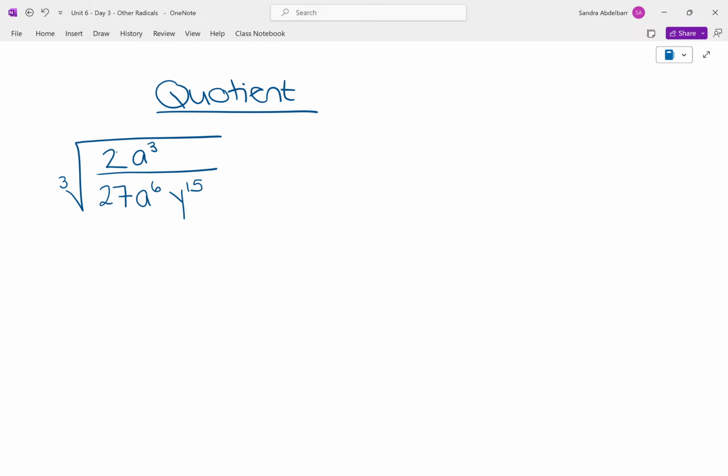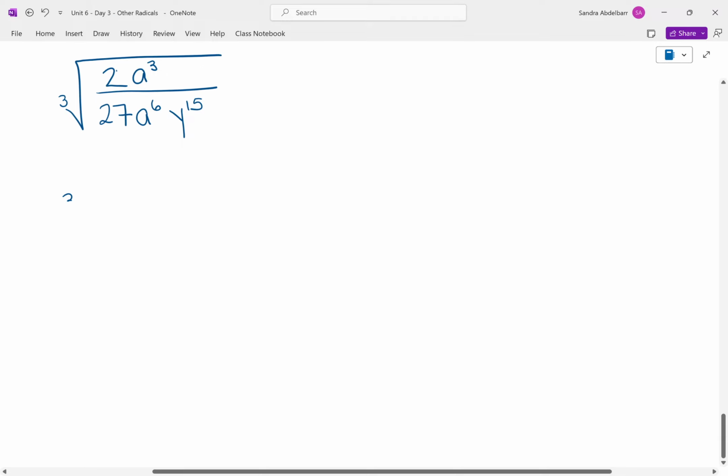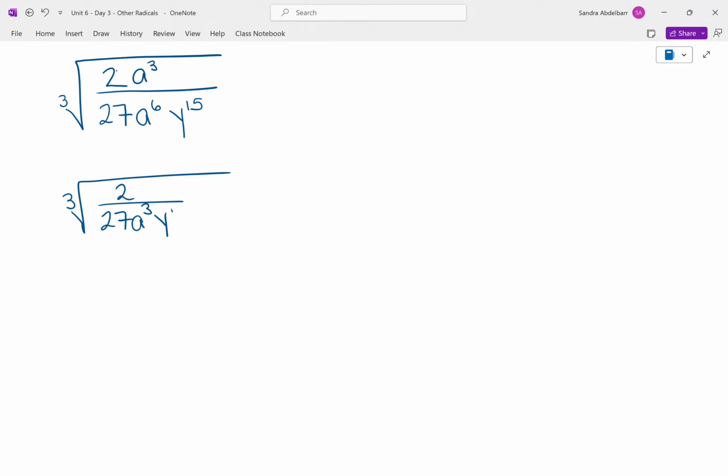So if we wanted to, can we simplify underneath this fraction? Absolutely, we can simplify inside the radical within the fraction. Really, the only thing I can divide is a to the 3rd and a to the 6th, right? What's a to the 3rd divided by a to the 6th? A to the 3rd, bottom or top? Bottom, because there's more a's on the bottom, right? So this is going to be the cubed root of 2 over 27 a to the 3rd y to the 15th.